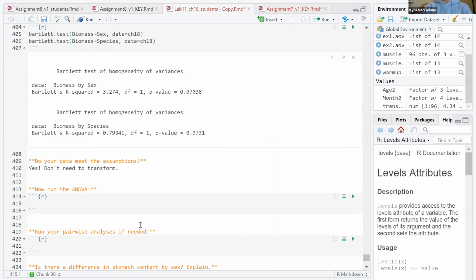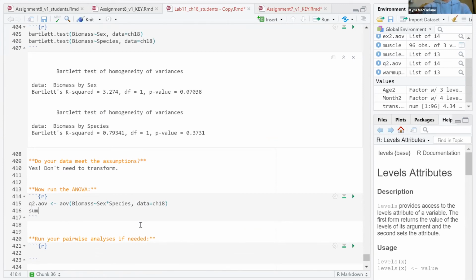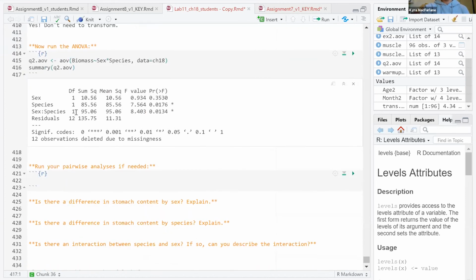So we can go straight into doing the ANOVA. So Q2 AOV, let's see, biomass by sex, and using the asterisk, species, data equals chapter 18. Let's do the summary of Q2 AOV to see the results. We see that there is no difference in the means by sex, but there is a significant difference by species, and there is an interaction.